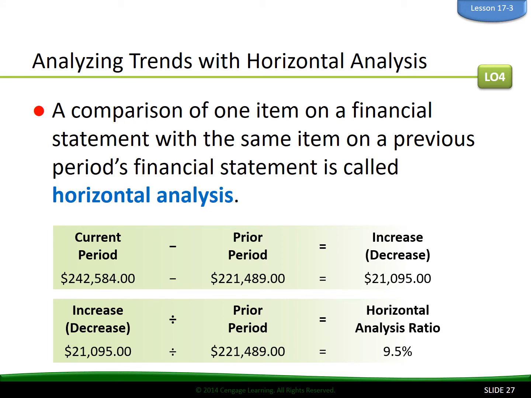Okay, so now what we do is we would divide the increase by the prior period, and we would get our horizontal analysis ratio of 9.5%. Okay, so 21,095 divided by 221,489. It's going to give us our horizontal analysis ratio.